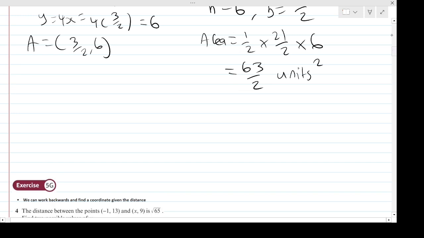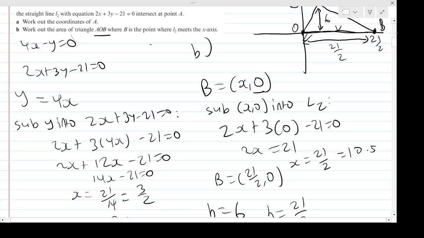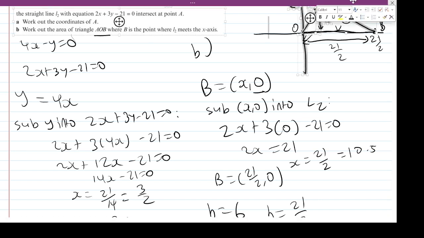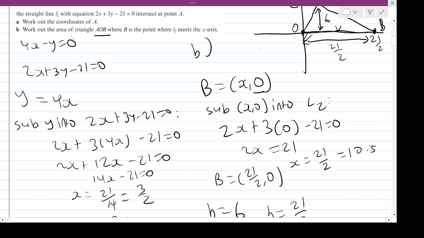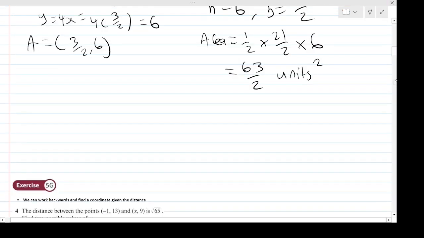That's basically what we do. We can use lines and coordinates by finding coordinates with lines like we just did. We found the coordinates of A and the coordinates of B. That allowed us to quickly determine the height and the base to work out the area of the triangle. Or else we would probably use SOHCAHTOA, half ab sine C and stuff like that. This allows us to work it out more quickly by using lines instead.